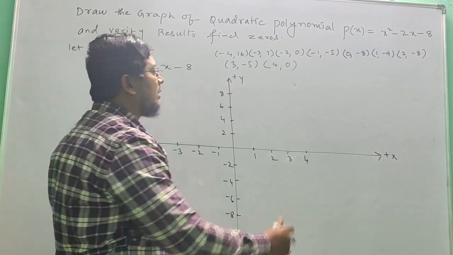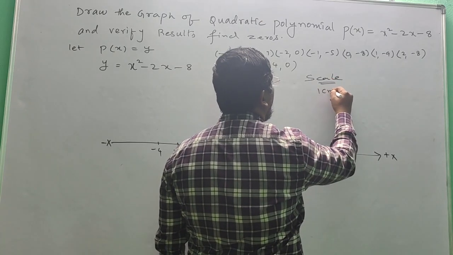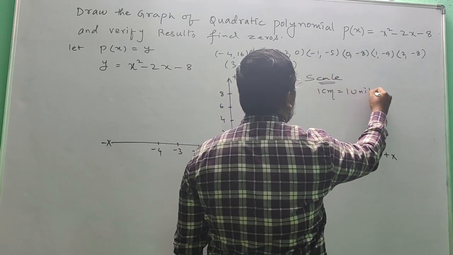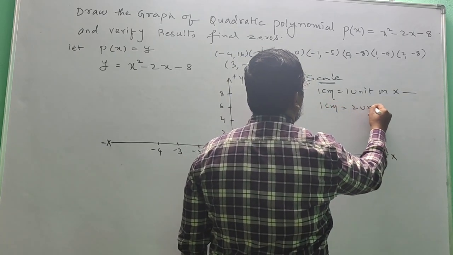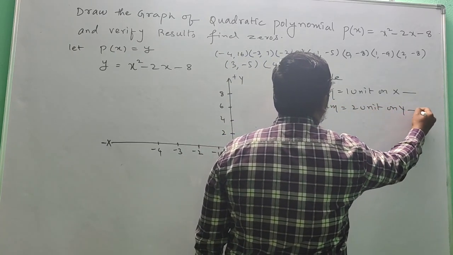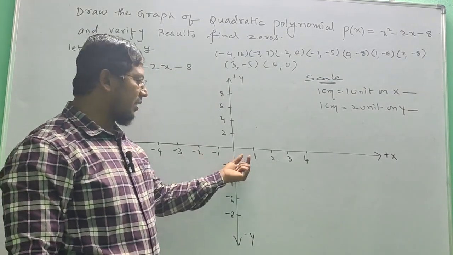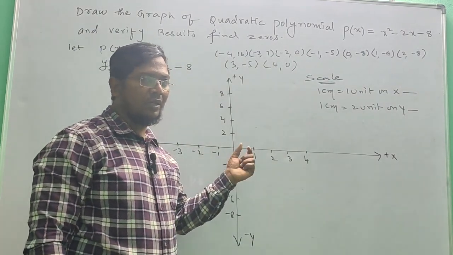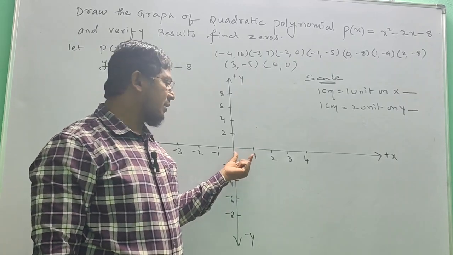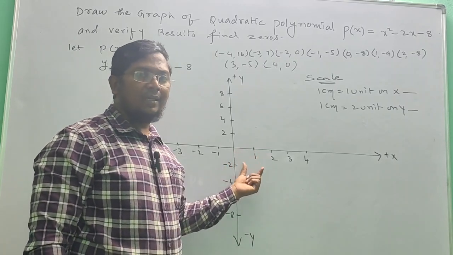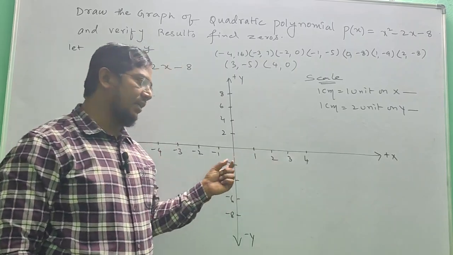So first of all I am going to write a scale. 1 centimeter is equal to 1 unit on which axis? X axis. 1 centimeter is equal to 2 units on which axis? Y axis. So on the x axis we are taking 1 centimeter. Each box on a graph paper, that is a square box, is 1 centimeter. So 1 centimeter is 1 unit. Why am I selecting 1 unit? Because we have very small values on the x axis.